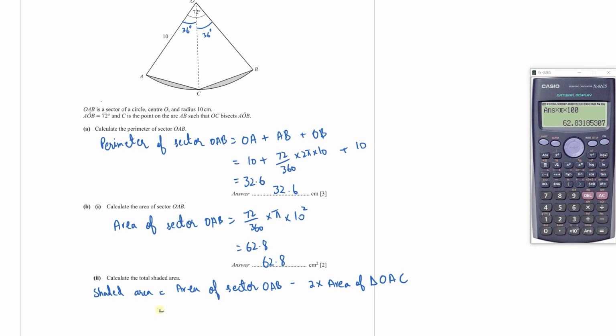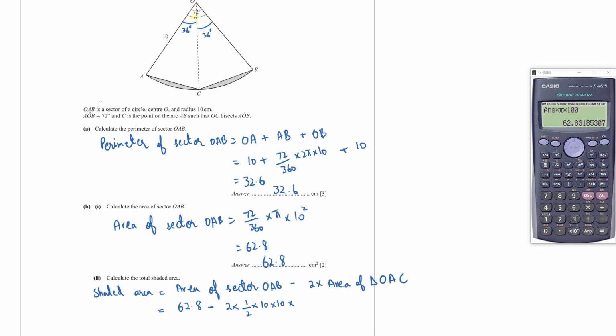OAC. So you already know the area of sector OAB. You've calculated it in the previous part. So this will be 62.8 minus 2 times the area of this triangle OAC. So 2 times 1 by 2 into this length is 10. This length is also 10. This dotted line here is also a radius because this point C is on this arc. It's given. So 1 by 2 into 10 into 10 into the sine of the angle between the two sides.